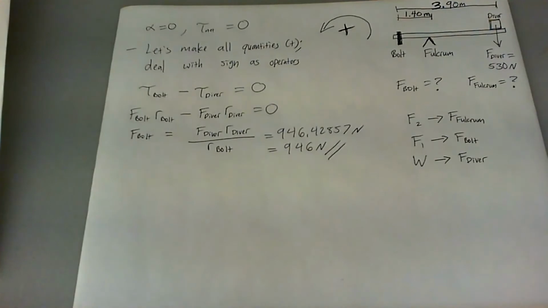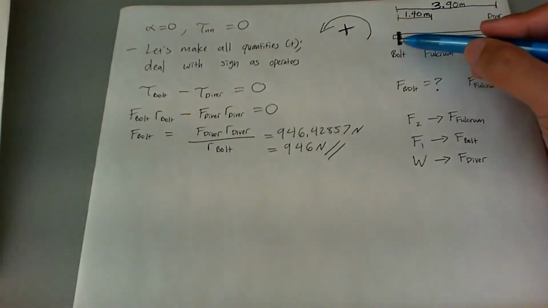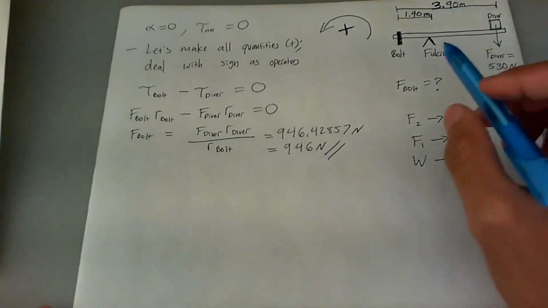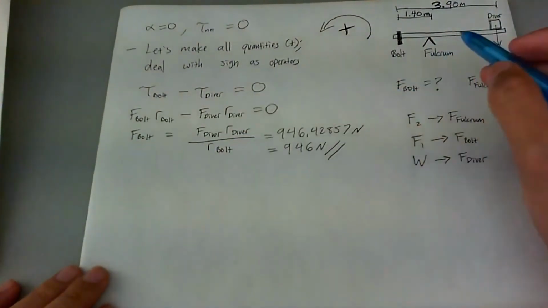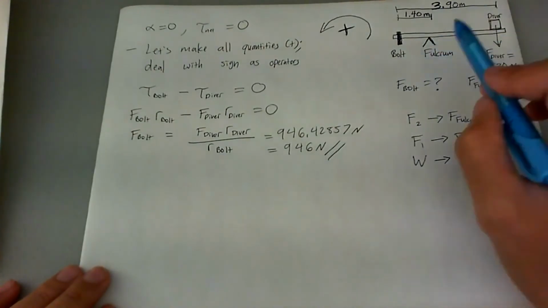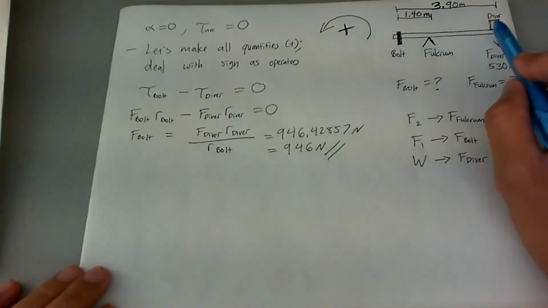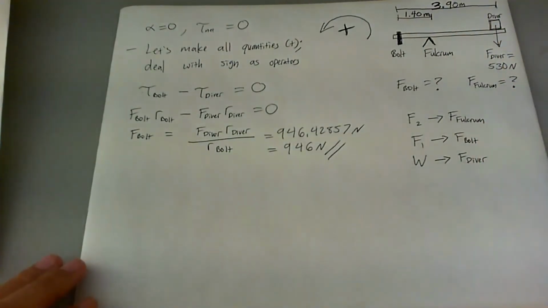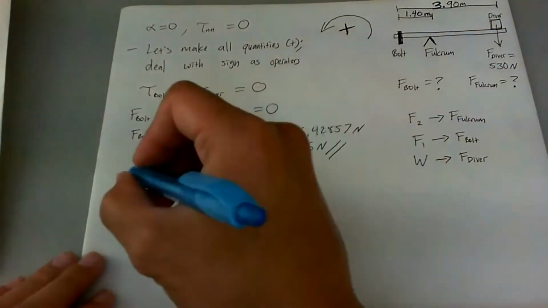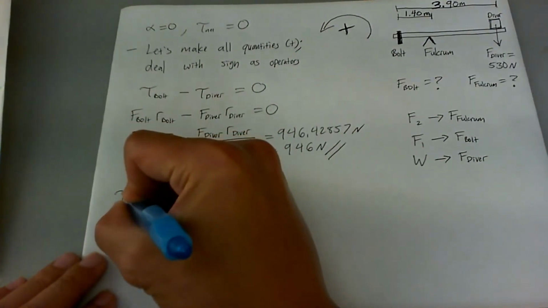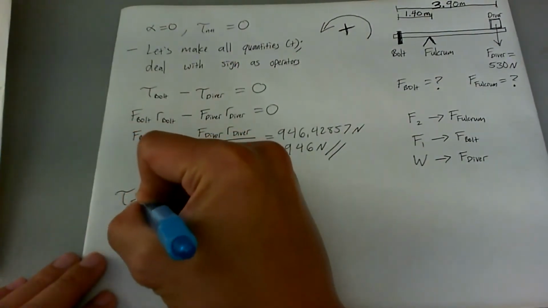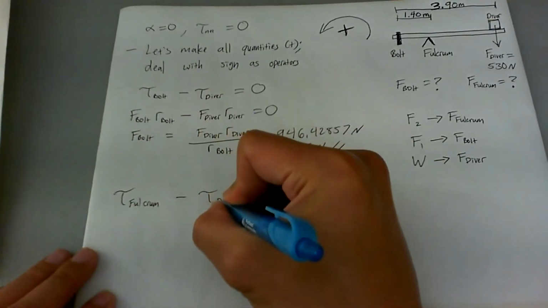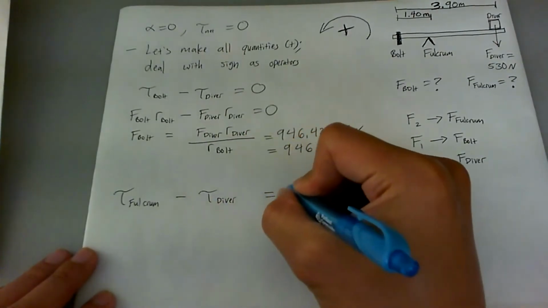For part 2, we're going to make the bolt the reference point, since we are trying to analyze the force of the fulcrum. So let's go ahead and make the bolt the reference point. The fulcrum is going to provide a positive torque. The diver is going to provide a negative torque. So we're going to say torque of the fulcrum minus the torque of the diver equals 0.